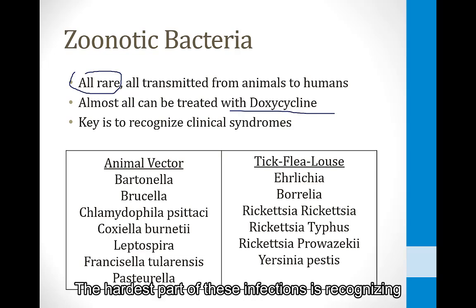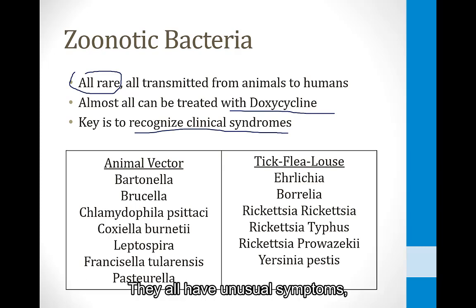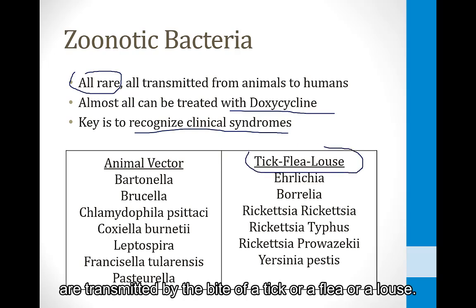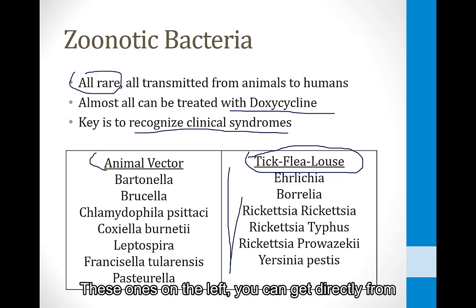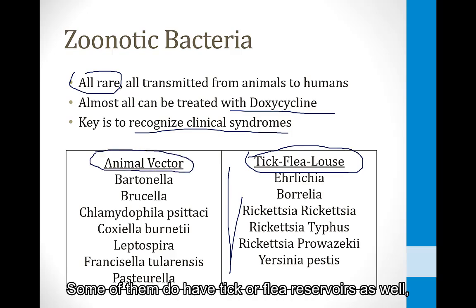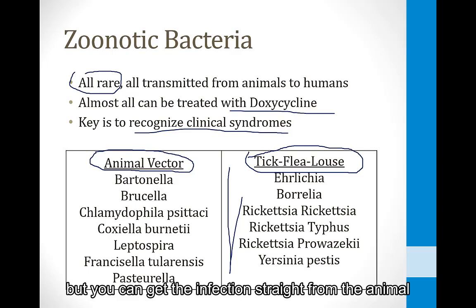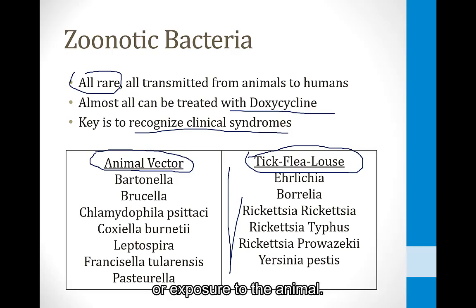The hardest part of these infections is recognizing the clinical syndromes. They all have unusual symptoms with unusual exposures for the patient. All these ones over here on the right are transmitted by the bite of a tick or a flea or a louse. You've got to get bit by something to get all these bacteria on the right. These ones on the left you can get directly from exposure to the animal. Some of them do have tick or flea reservoirs as well, but you can get the infection straight from the animal or exposure to the animal.